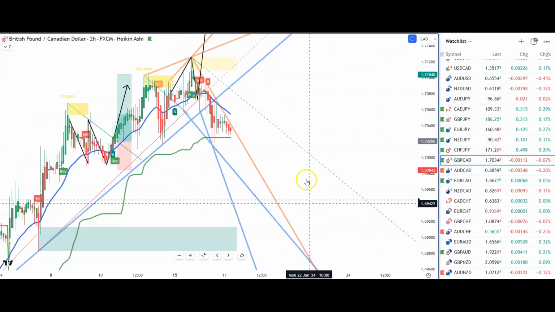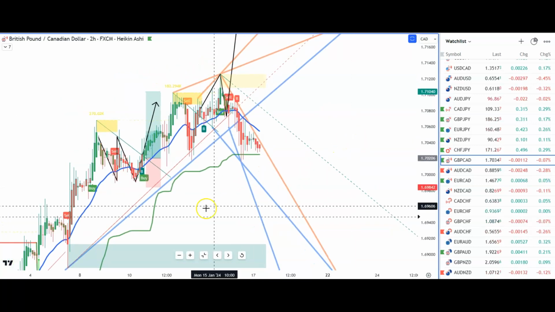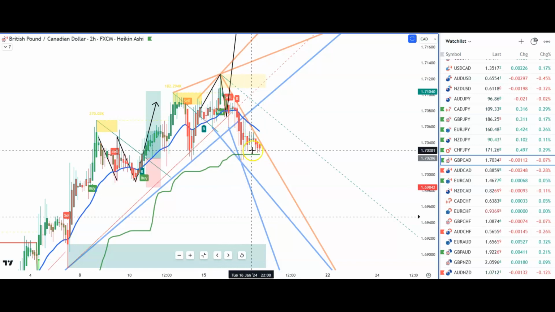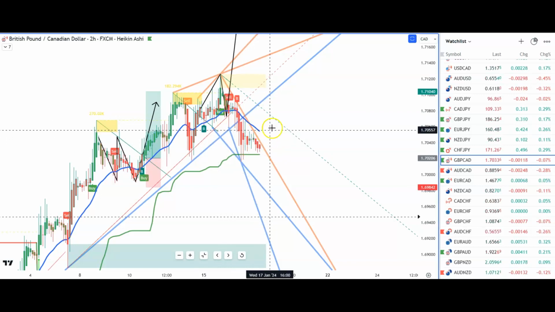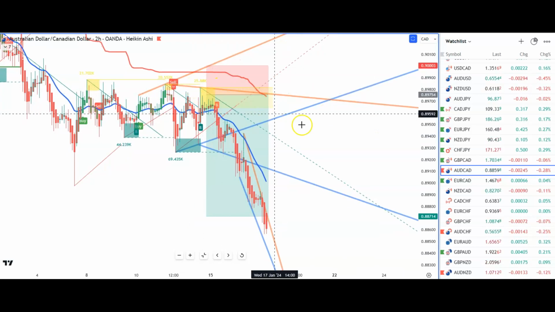Pound Canadian, no liquidity. This is really important to understand. If you see a pullback into this area here and there's no liquidity, then it's non-tradable. You can break the blue line. Aussie Canadian, happy days, into liquidity here, and off it goes.